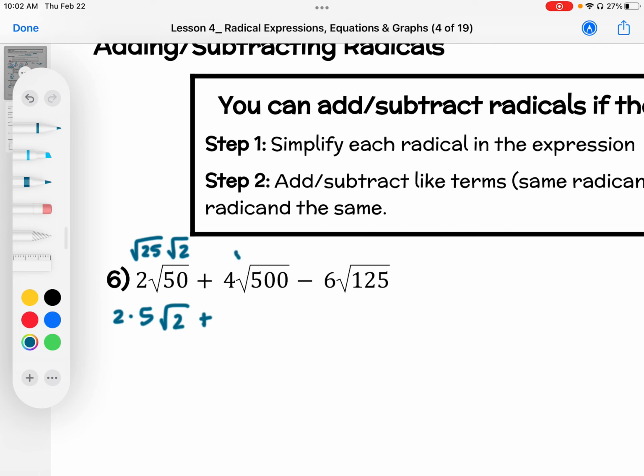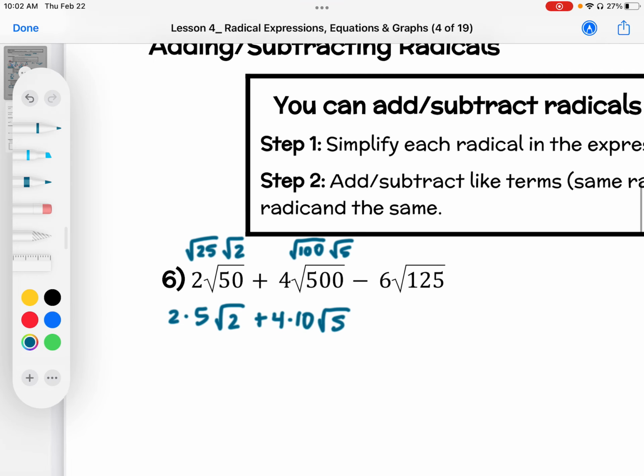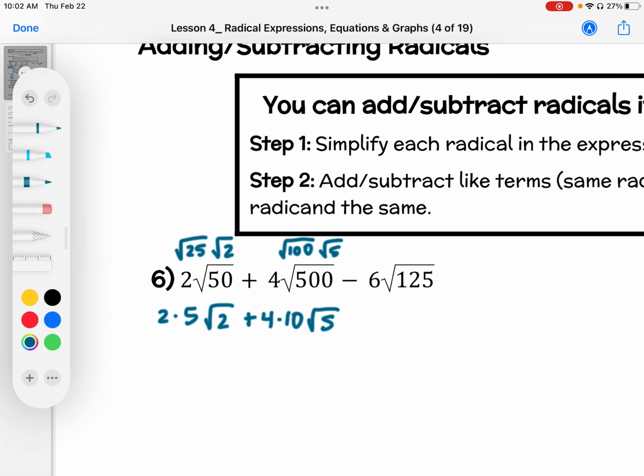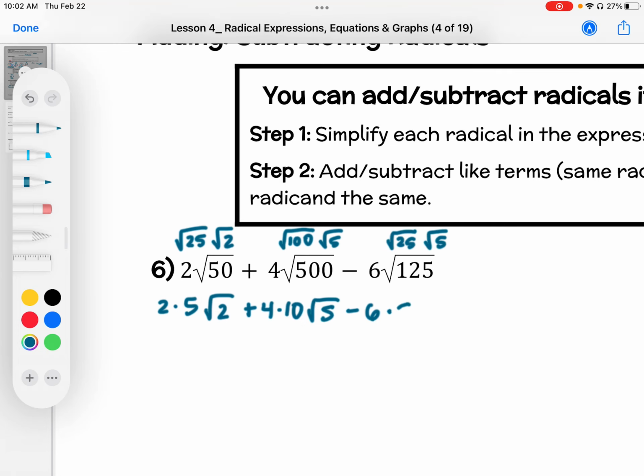We can divide 500 by 100, which we know is a perfect square, and 500 divided by 100 is 5. So we're now going to have a 10 on the outside and a 5 left on the inside. And then for the next one, 125, we can also divide that by 25, and we're going to be left with 5. So 125 divided by 25 is 5. So we're going to have minus 6. The square root of 25 is 5. And then we have square root of 5.